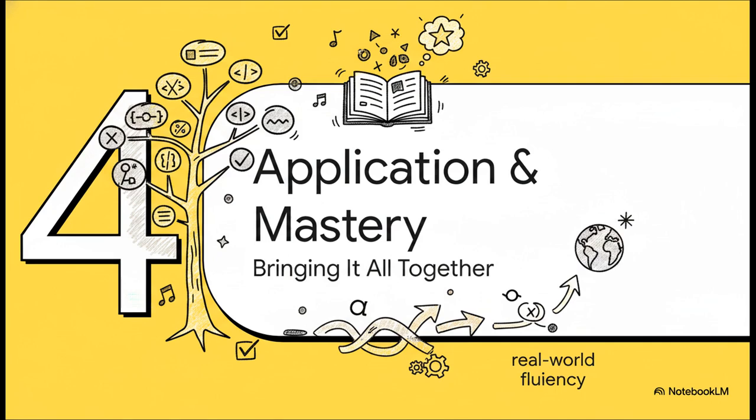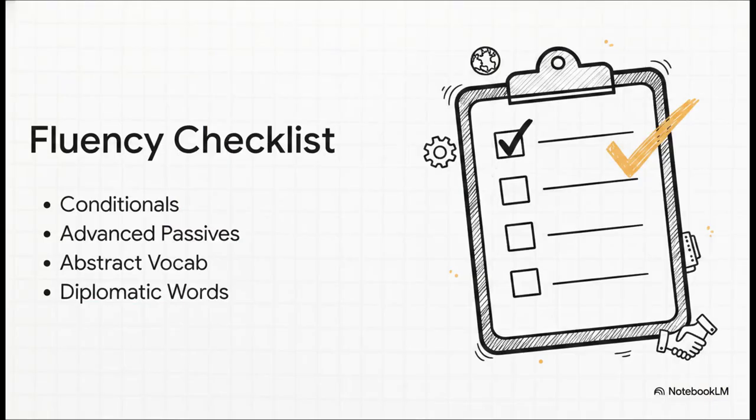Which brings us to Section 4, Application and Mastery, bringing it all together. When you actually start checking off these specific topics, you'll transition from memorizing textbook rules to wielding a flexible, near-native toolkit. You'll be dropping mixed conditionals to debate past hypotheticals. You'll use advanced passives to sound totally objective in reports. You'll have the abstract vocabulary for exams and that tentative diplomatic language to navigate tricky boardroom negotiations. This checklist really is your bridge to mastery.